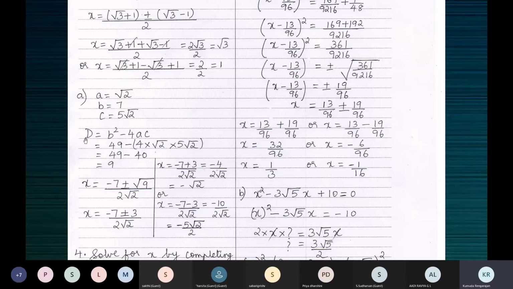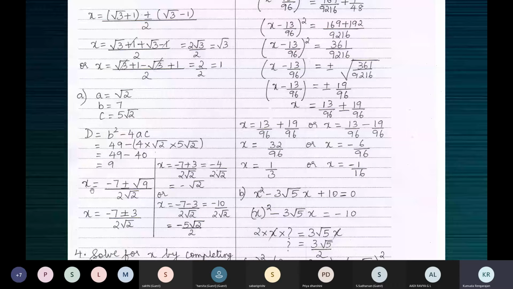Next, let's find the value of d. D is given by b square minus 4ac. The value of d is b square minus 4ac. So work out b square minus 4 into a into c, which is 9. Now you know what the roots are. The roots are minus b plus root d by 2a and minus b minus root d by 2a.